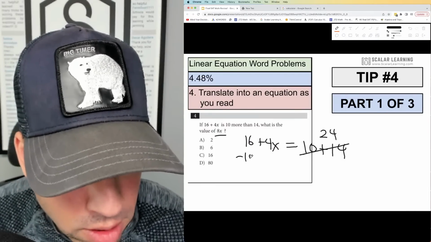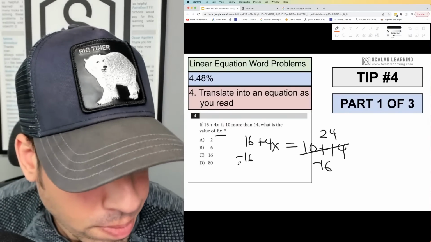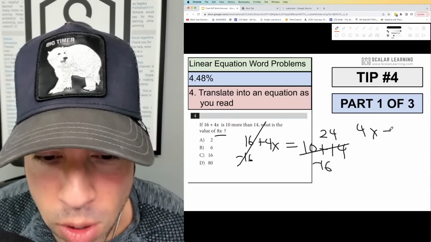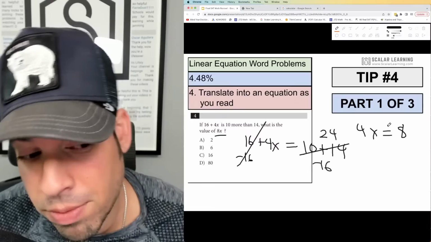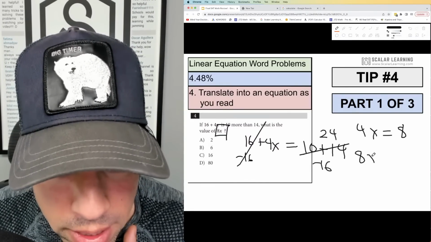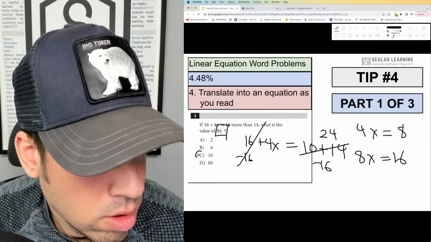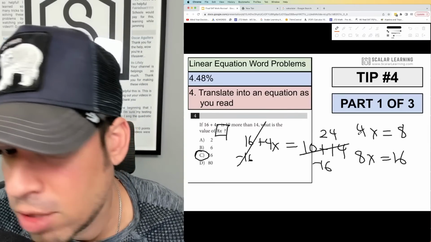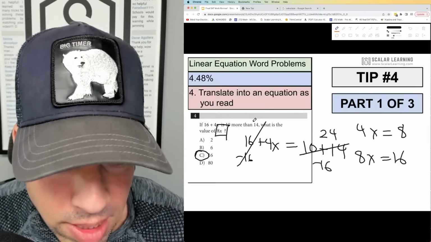Then I'm going to subtract 16 from both sides. I got 4x equals 8. Now, you can solve for x if you want, or since we're trying to get 8x, multiply both sides by 2. 8x equals 16. Boom, done. But of course, x would equal 2. Plug it in here. 2 times 8 is 16. Same thing.